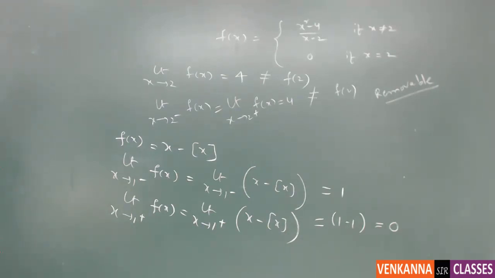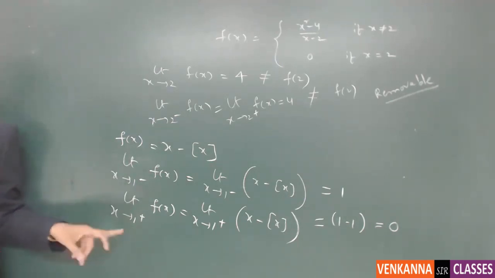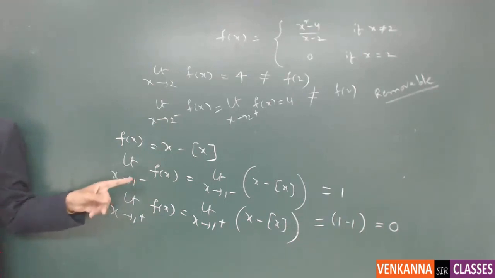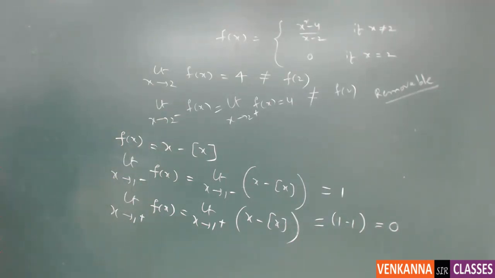Any doubts in finding the limits to anyone? So you can observe that left hand limit and right hand limit both exist and they are unequal. So this is the example for jump discontinuity. Okay. I think these examples are sufficient for you in understanding the concept, the types of discontinuity.